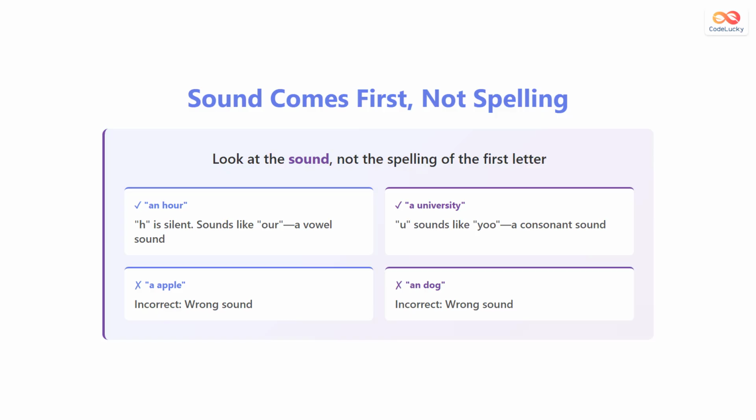Here is a very important lesson. Always listen to the sound, not the spelling. This is where many learners make mistakes. For example, the word hour starts with the letter H, but we say an hour because the H is silent. So it sounds like "our," which is a vowel sound. Another example is university. Even though it starts with U, a vowel letter, we say a university because it sounds like "you," which is a consonant sound. Always focus on the sound first.